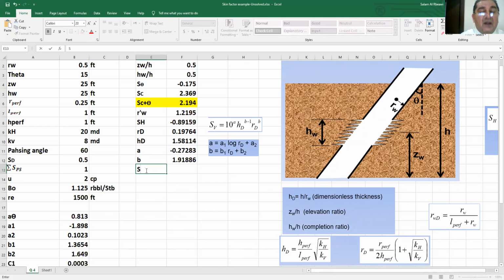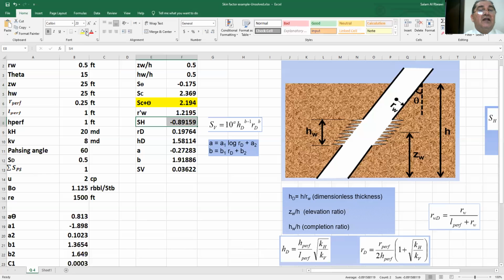So what is S sub V? This would be 10 to the power A, times H sub D to the power B minus 1, close the parenthesis, be careful for the parenthesis, R sub D to the B, okay, and we are done. So let me highlight S sub H, but this time not the yellow, let me put it like this, and let me highlight S sub V like this also.